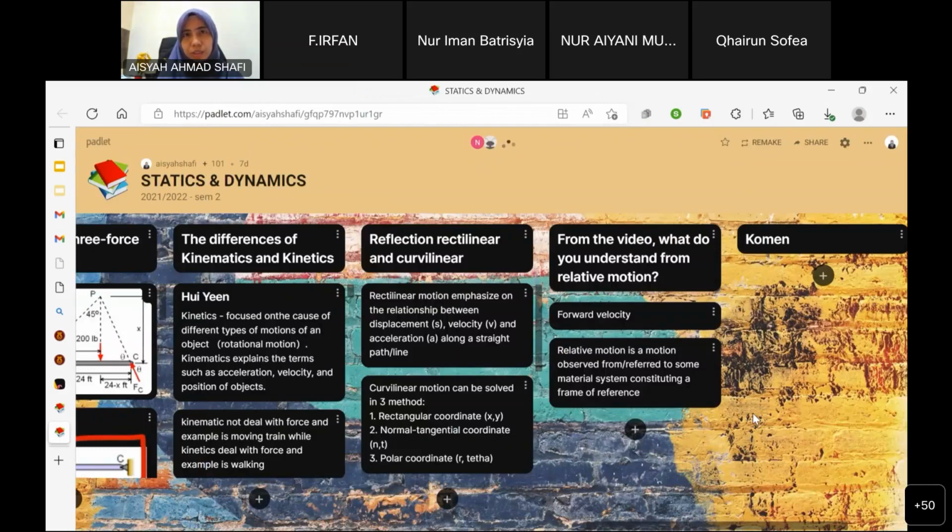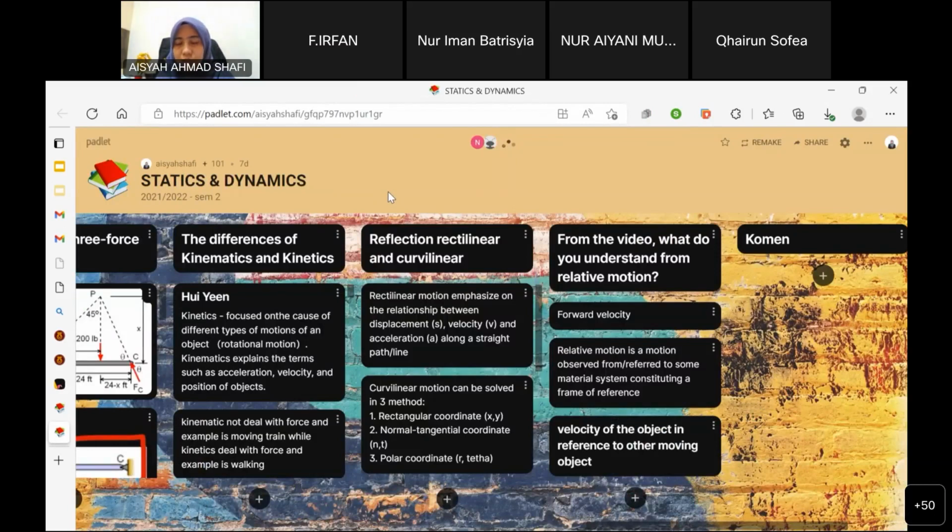From the video, it also states, as one of you said, that it is constituting a frame of reference. You can also share here the definition of the frame of reference, because in my slide I will not share about it. So search the term frame of reference and share the meanings here.